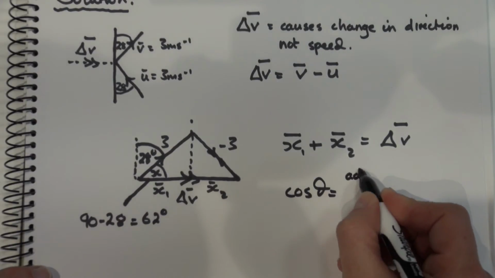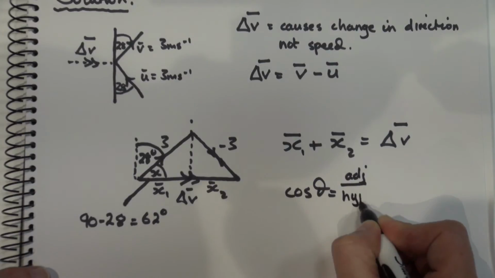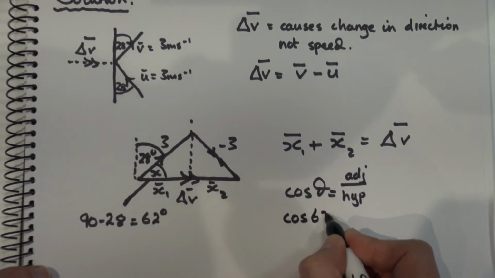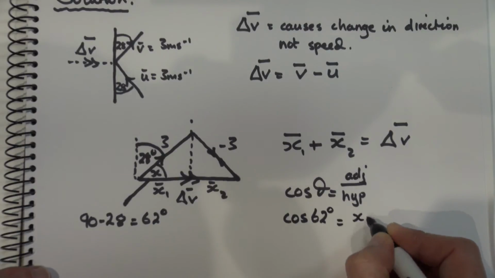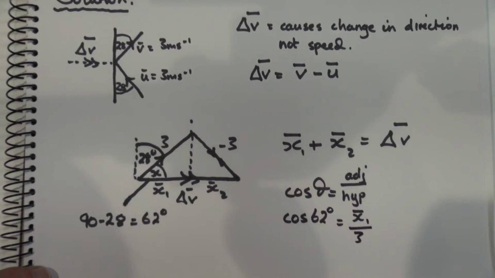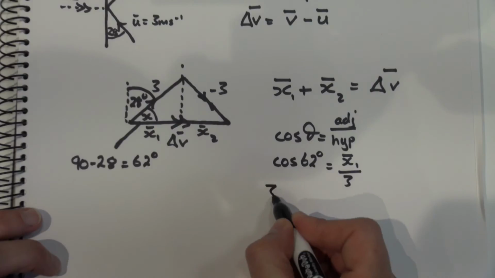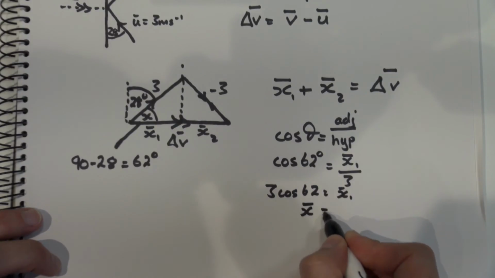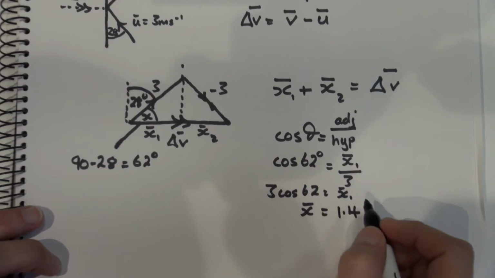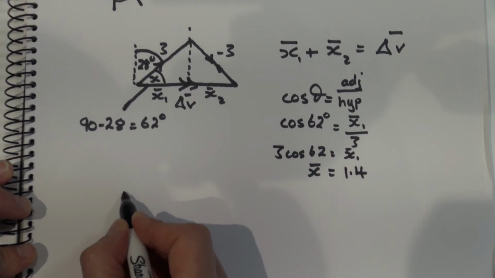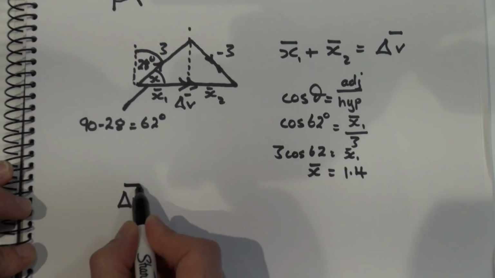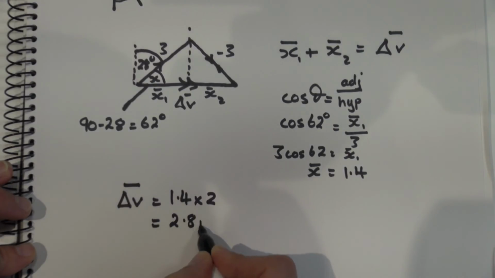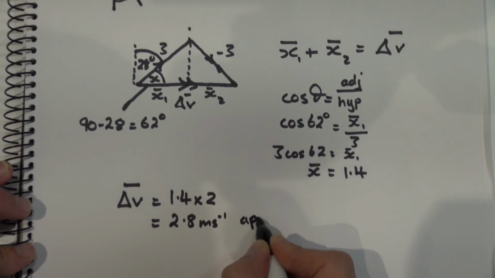Alright, so let's look at the angle. So we know that cos theta will always equal the adjacent over the hypotenuse. Now the angle here is going to be 62. I know that the adjacent is going to be x1, and I know that the hypotenuse is 3. So rearranging, I can find that x1 basically is going to come out at approximately 1.4 meters per second. Now obviously to find delta v, I've got to double this value. So add them and multiply them by 2, and I get 2.8 meters per second.